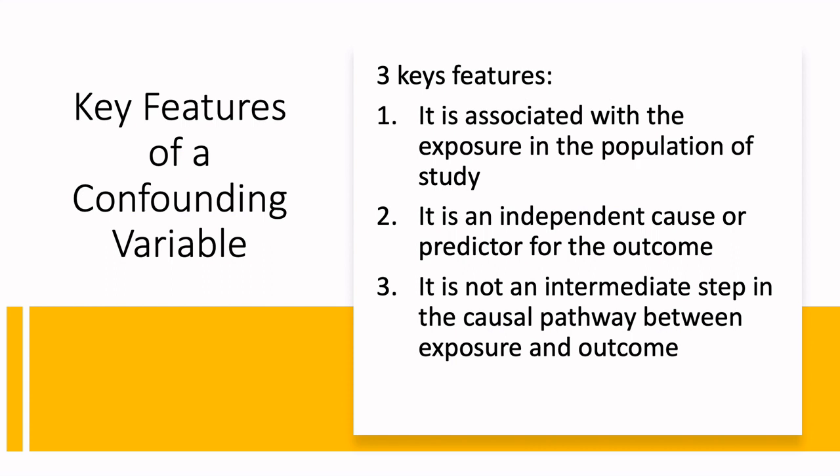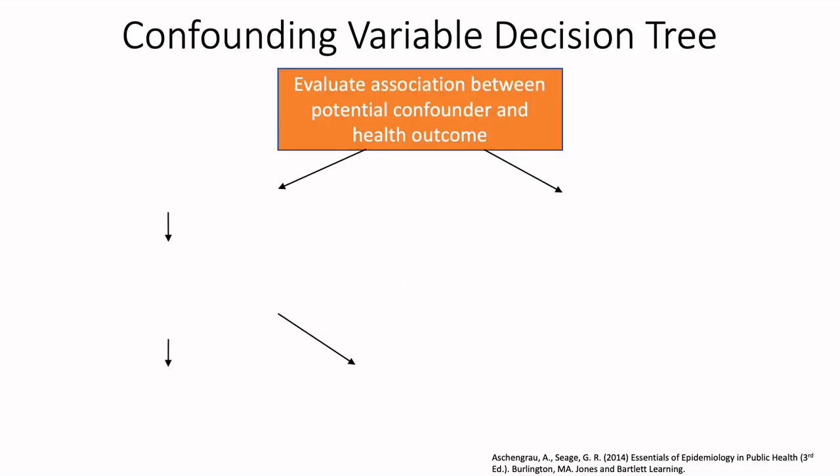Remember those causal diagrams we discussed a few weeks ago. If the confounder is in a straight line with the exposure and outcome, that's not a confounder. It has to be kind of a triangle shape. We're going to cover that in the next few slides. Here's a decision tree as a tool to step through the process of determining whether a variable can be considered a confounder.